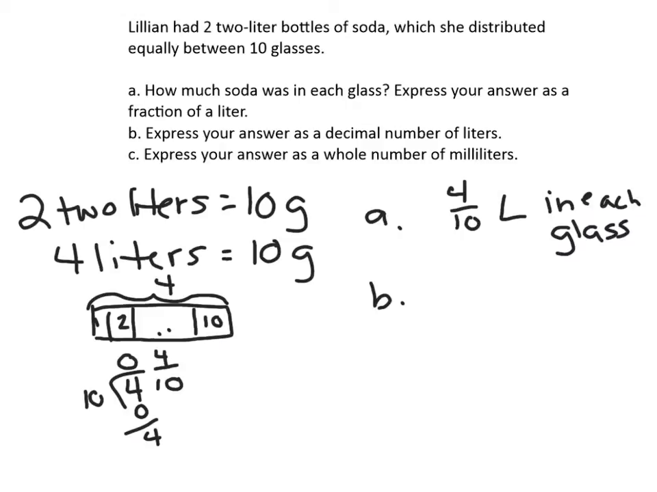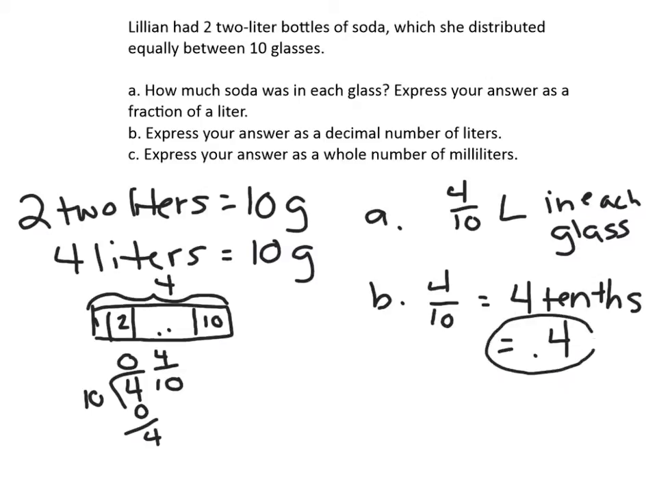Now B says express your answer as a decimal number of liters. So 4/10 is basically the same thing as 0.4. And if I write 4/10 as a decimal, I need to write 4 in the tenths place. So this is 4/10 written as a decimal. So that's my answer for B.